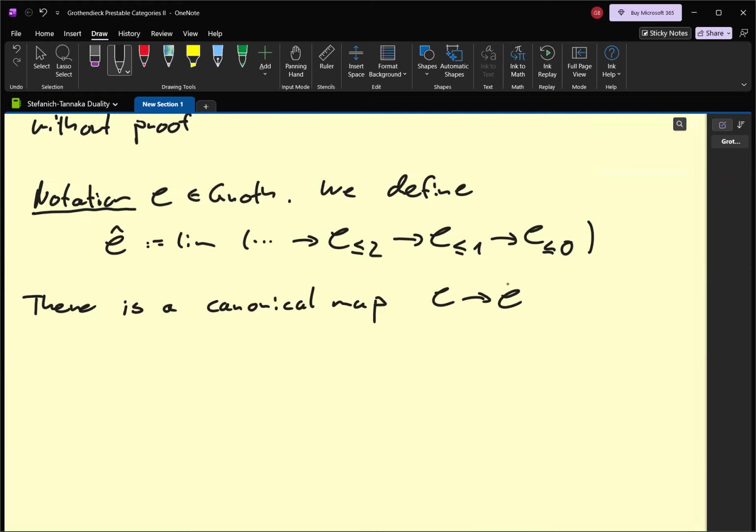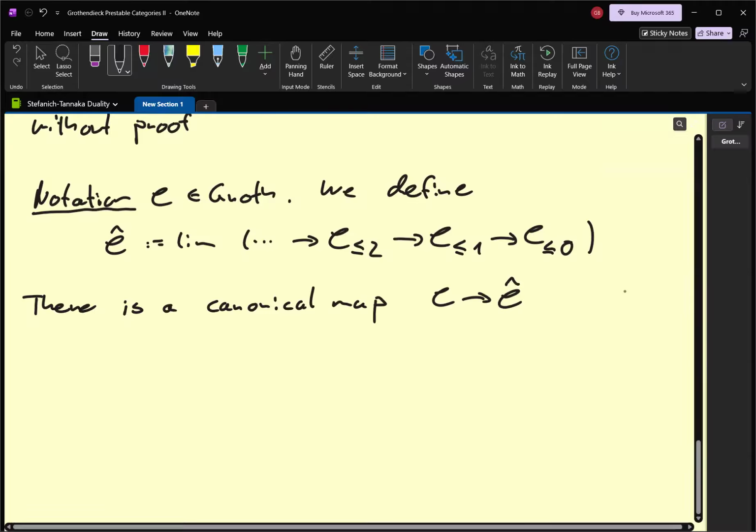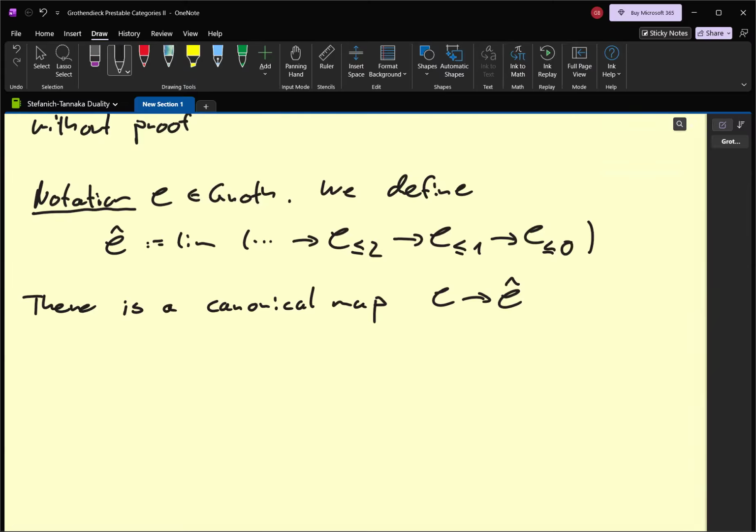C to C hat. And this map is kind of the goal, to show that this map exhibits something as a localization. But before we get there, we have to introduce the definition of what we're trying to localize.